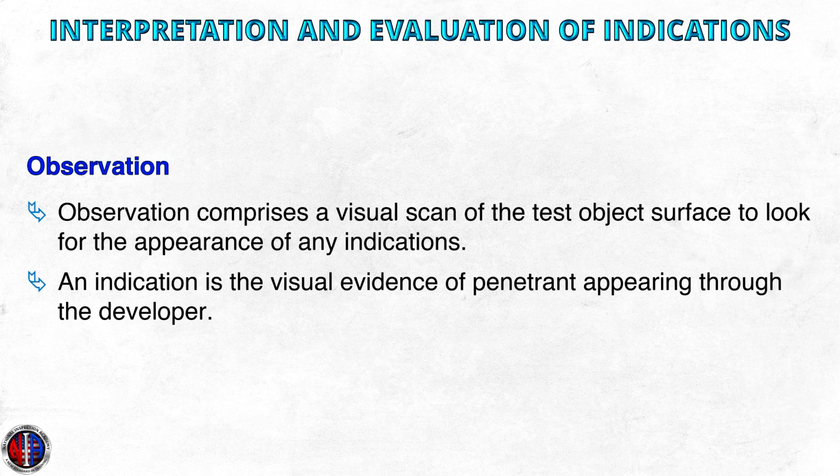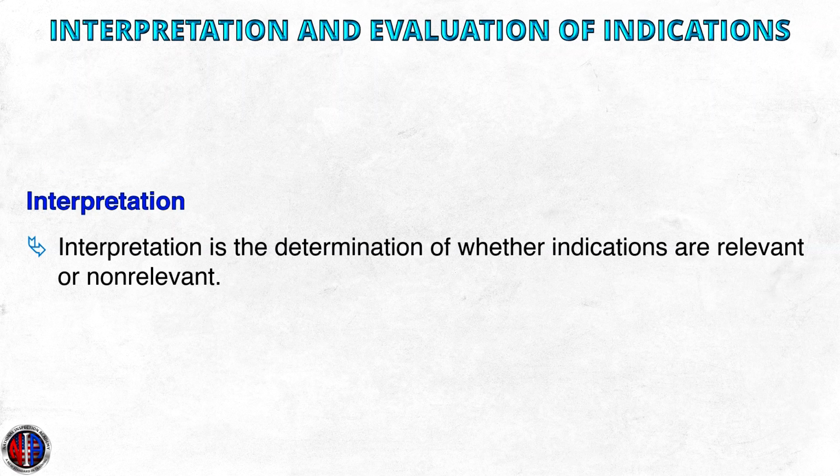Observation. This inspection phase requires a visual scan of the test object surface to observe the appearance of any indications. An indication is the visual evidence of penetrant appearing through the developer. Interpretation. This phase requires a closer look at all indications to determine if they are either relevant or non-relevant.